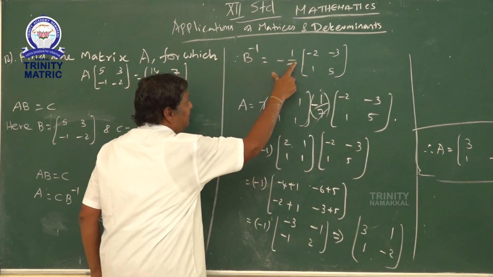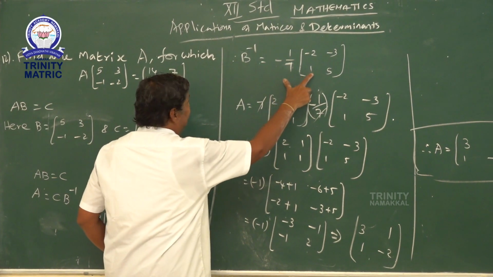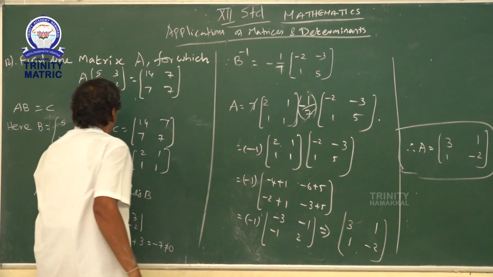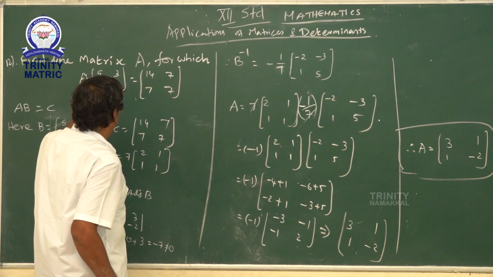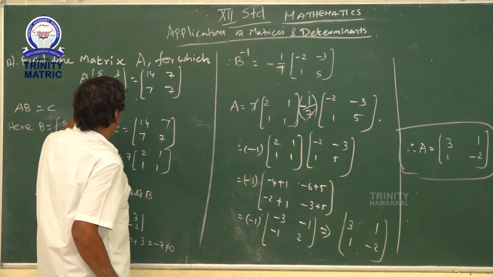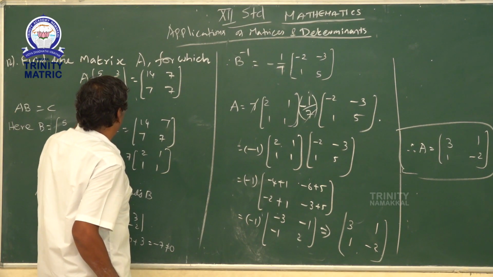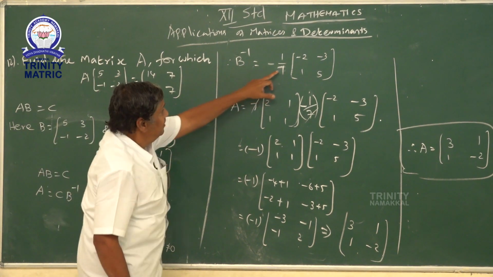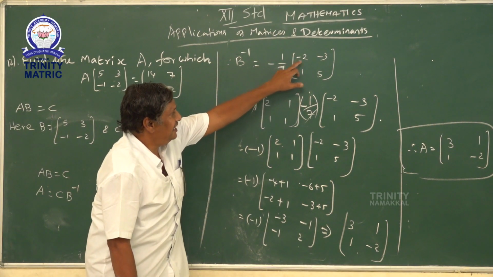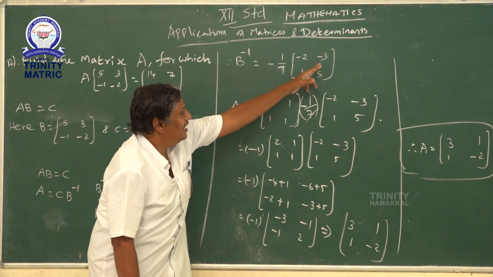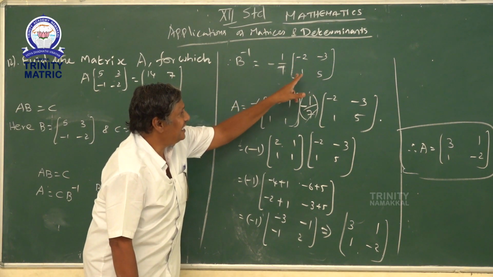1 by minus 7 into, we have to change the main diagonal elements. That is, minus 2 goes there, 5 will come here. Then on the secondary diagonal you have to put the opposite sign, that is minus 3, 1. You interchange the main diagonal elements and put the negative sign on the secondary diagonal.